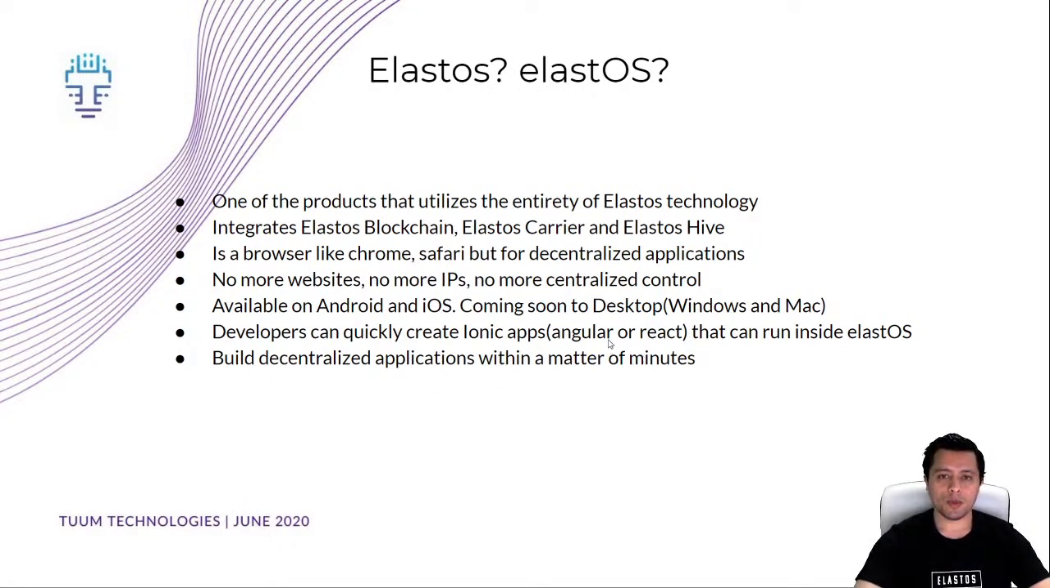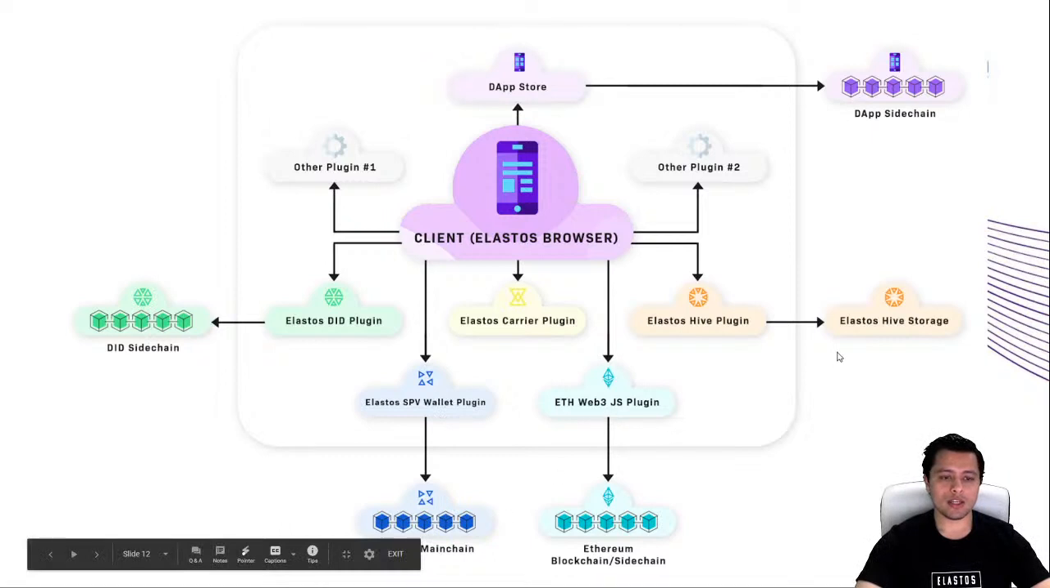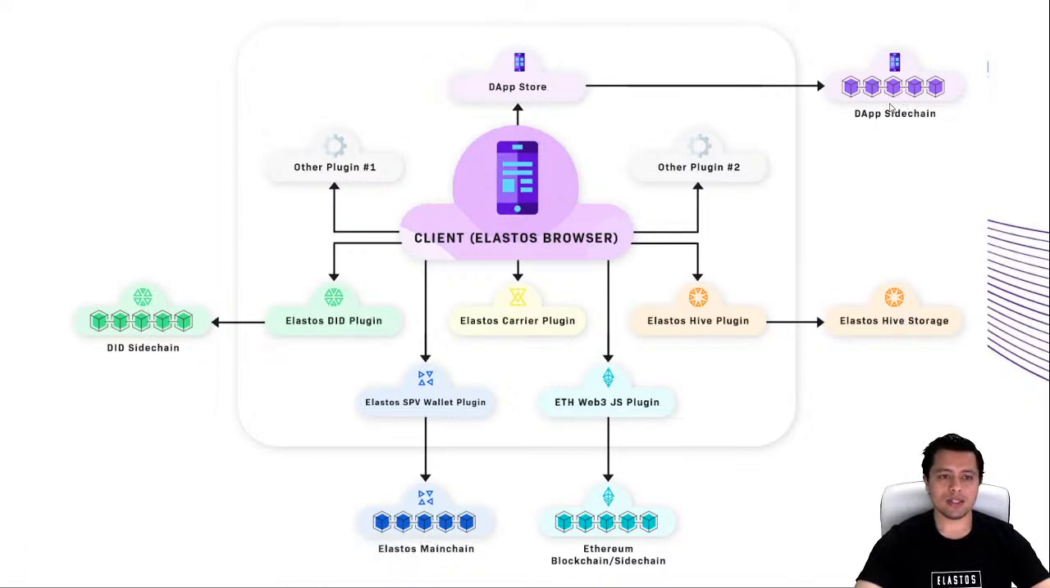Over the last few months, there have been a lot of improvements on the developer tools when it comes to developing applications for Elastos. A lot of those are pretty easy, and documentation is there for everyone to look at. The way the Elastos browser works is there are different plugins available: DID plugin, Carrier plugin, Hive plugin, Web3.js plugin, SPV wallet plugin. All of these plugins are just interacting with different things, right? The DID plugin is interacting with the DID sidechain. The SPV wallet is interacting with the main chain, the Ethereum sidechain, Elastos Hive storage, and then there's also going to be a DApp sidechain in the future.